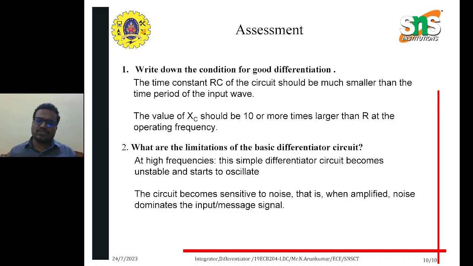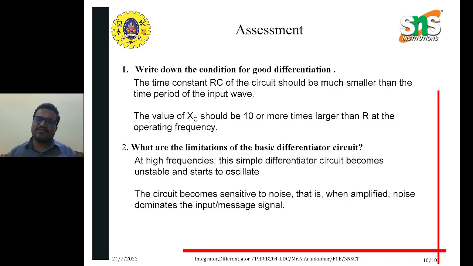At high frequencies, a simple differentiator circuit becomes unstable, because a lot of frequencies are generated at a single time. At that time, we may not catch which particular signal is the right one. The frequency will be more when compared to the input signal, so there may be some drawback. The signals may be unstable and may oscillate, so we are not able to identify the concerned signals.